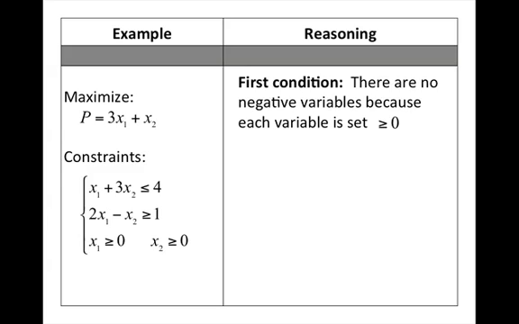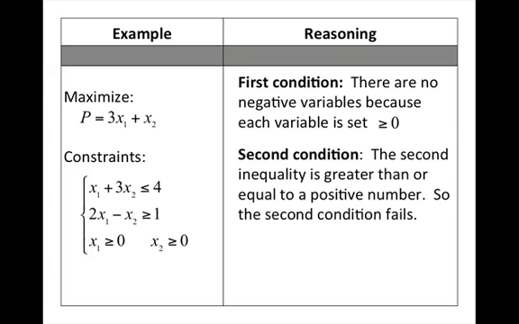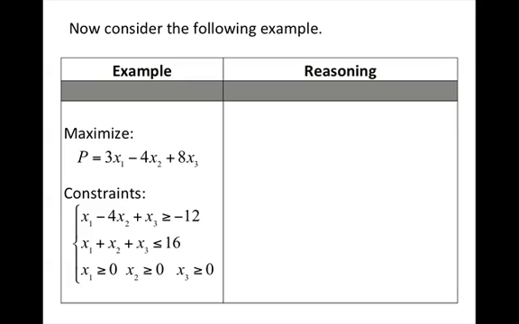My second condition is that all other constraints, besides these last two listed, have to be less than or equal to a positive number. This condition fails because my second constraint is greater than or equal to a positive number. Since the second condition failed, this problem is not in standard form. So let's look at the final example.